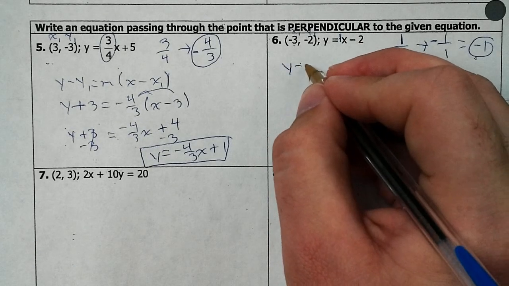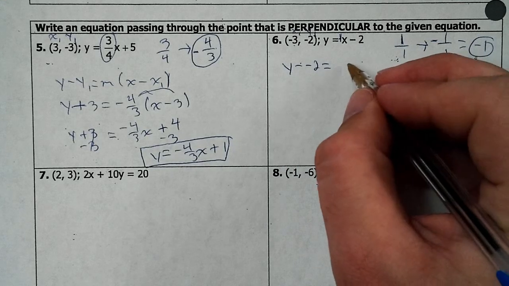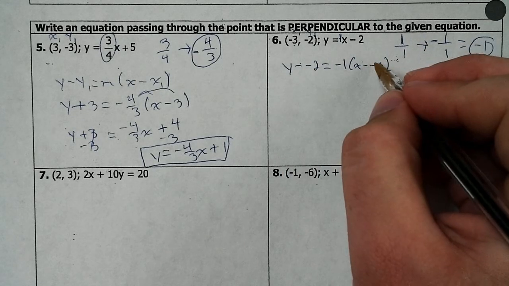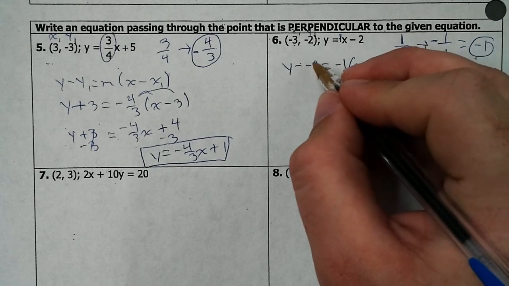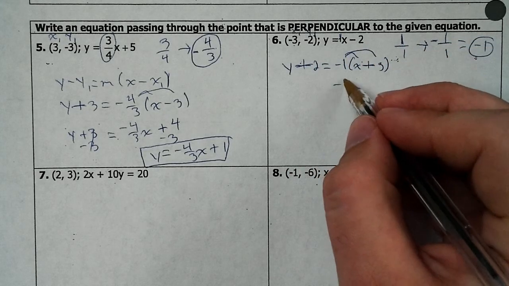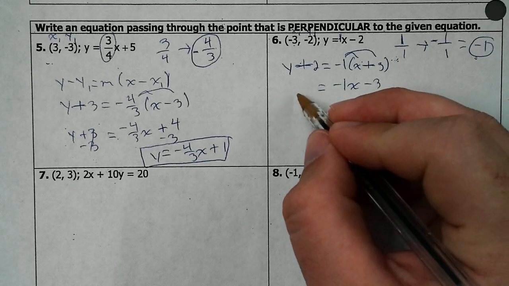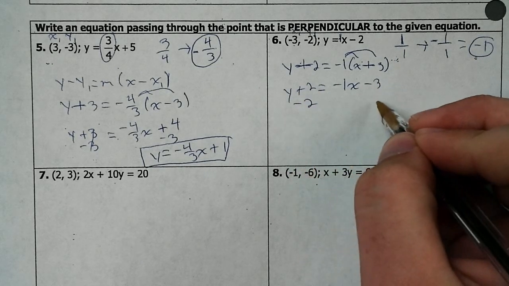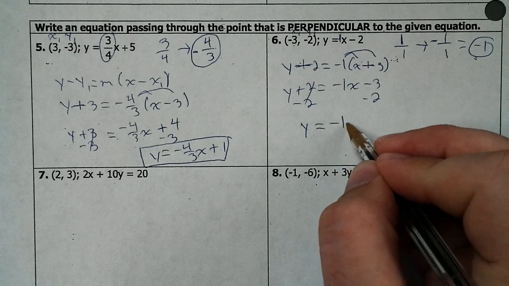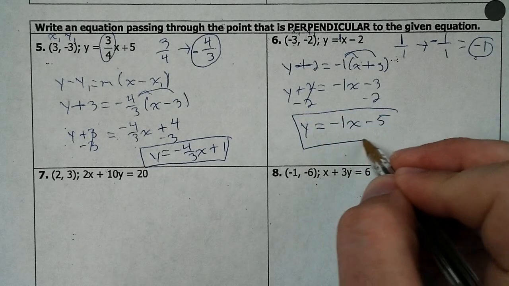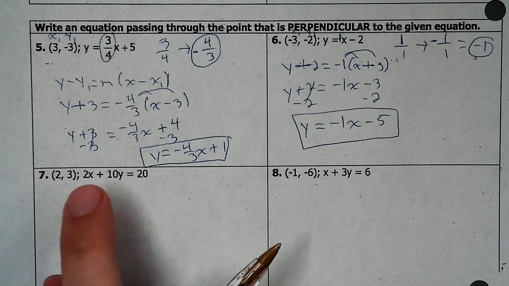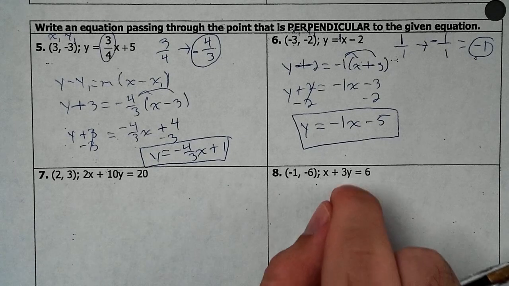So y minus -2 equals -1, parentheses, x minus -3. Whenever you see a negative next to a minus, change it to plus, and then finish it out. So we're always going to distribute next. -1x minus 3 equals y plus 2. And then move your number to where y is by itself, so we get y equals -1x minus 5. Did you do good? Alright, I hope so. Now, let's try number 7. I'll work number 7, you guys work number 8.